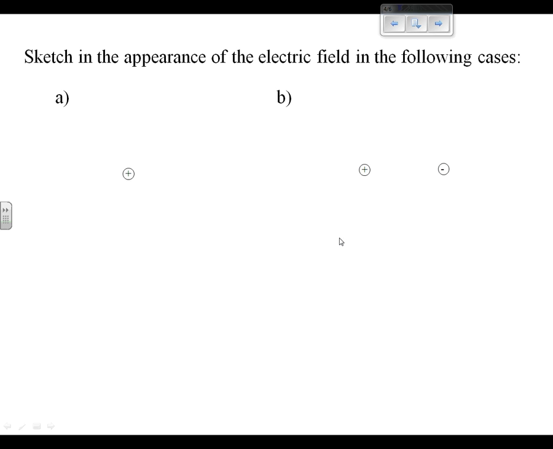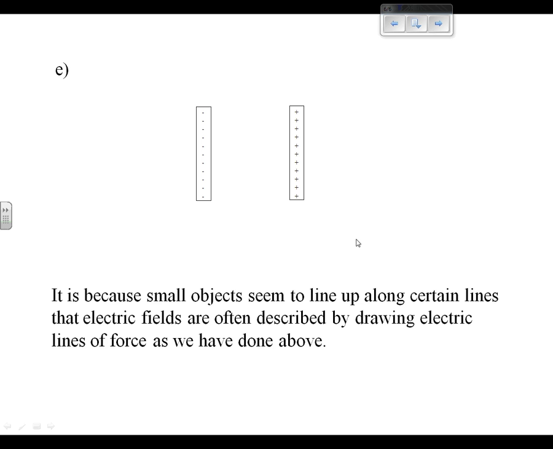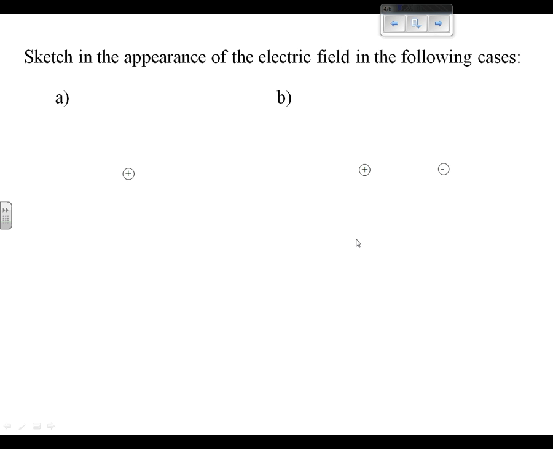Okay, so if you want to draw these, you probably could. If you want to just watch, that's fine. It's not really that hard. It says, sketching the appearance of the electric field in the following cases. In fact, is it the same as this? Let me just check that this is the same as this. Oh, no, it's not. Okay. I won't have this up just yet.